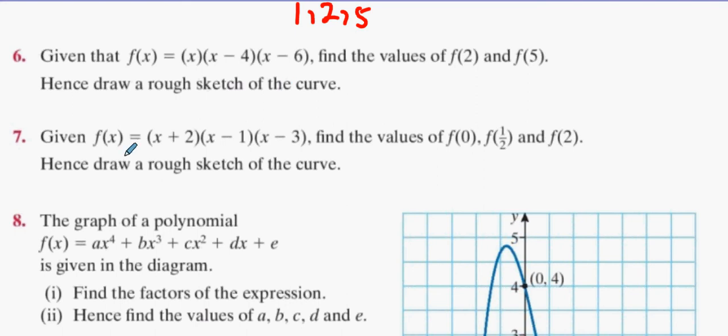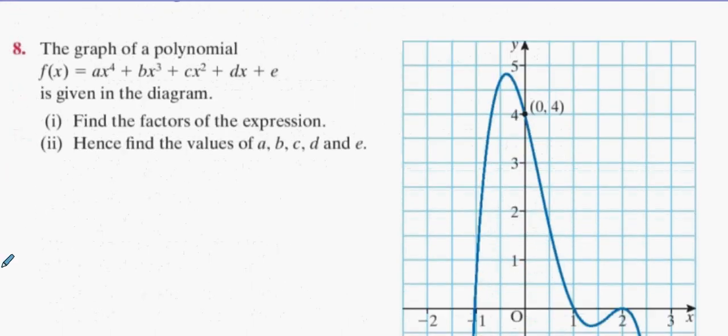Let's draw a rough sketch of the curve. That's a bit too easy. Question 8.